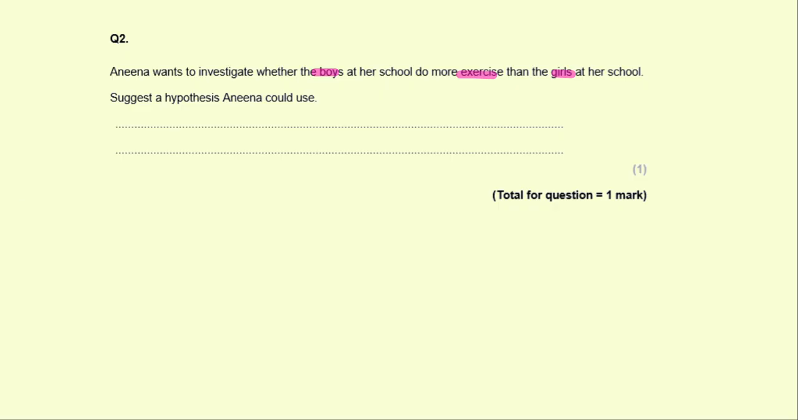Okay, I'm going to write one of those down for you. So girls do more exercise than boys at my school. As I said, you could also write boys do more exercise. There is no incorrect answer as long as it's not a question. Right, that's hypothesis. Make sure that you get that on the flashcard then, and you're practicing it.